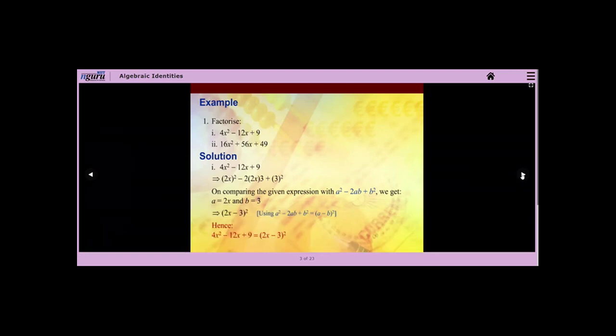You can also do it by splitting the middle term, but here they have used a minus b the whole square. So how can you factorize the second one using a plus b whole square? 4x plus 7 whole square, ma'am. Before I can complete the question, you have answered. Very good. The second expression can be written as shown. On comparing the given expression, factorize the following expression. So what is the answer?